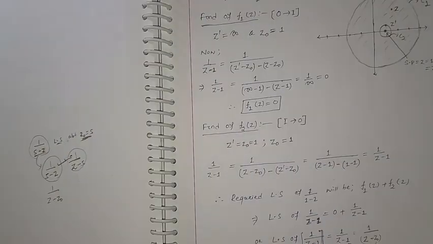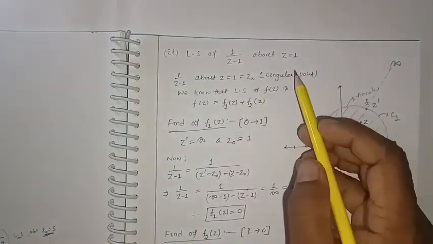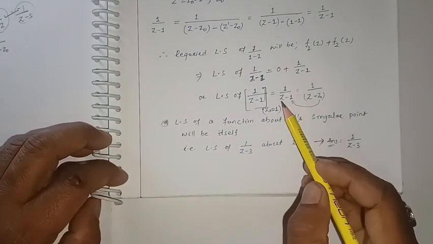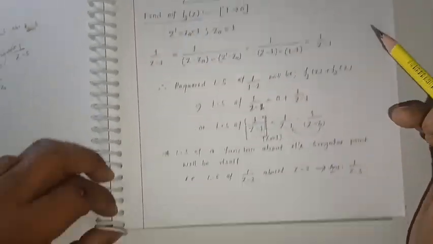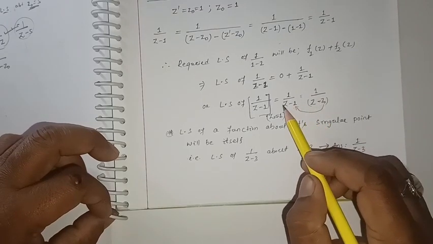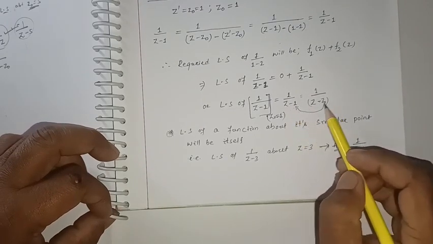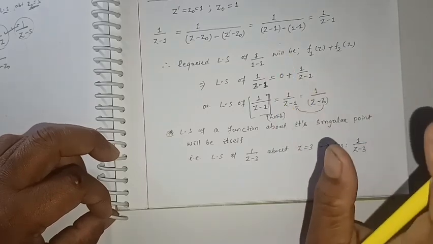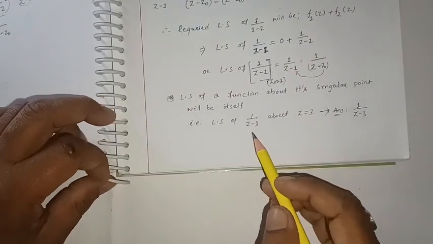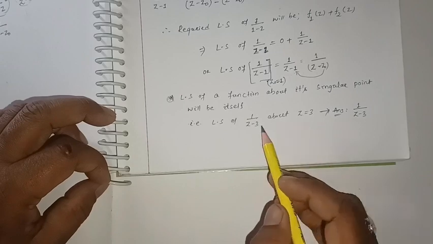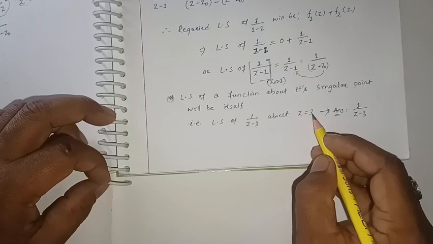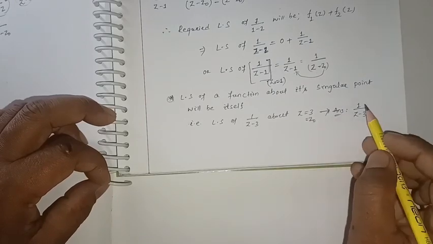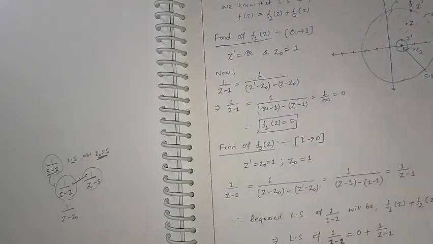Likewise, the Laurent series of 1 by (z minus 1) about z equal to 1, we found the same, 1 by (z minus 1). Here you can see z0 is 1, and finally we found it in this format, 1 by (z minus z0), where z0 is 1. In detail we have discussed. Likewise, the Laurent series of 1 by (z minus 3) about its singular point 3 will be 1 by (z minus z0). Here about z equal to 3, this is your z0. So the answer will be 1 by (z minus z0).